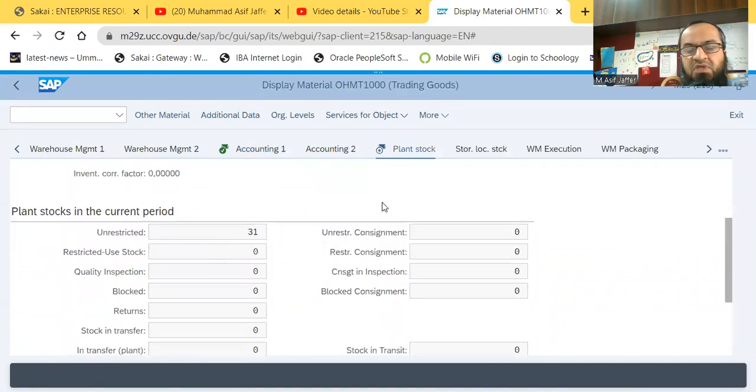So this is how we make sense of the selected views in material master data. Hope it serves some clarity.